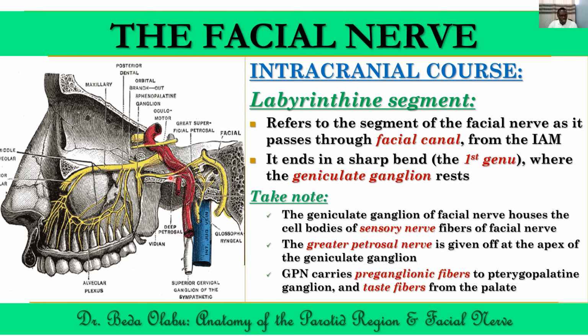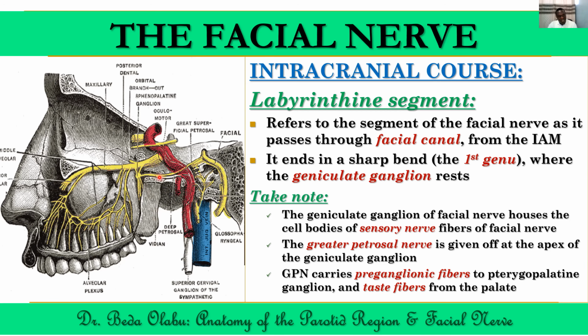Deep petrosal nerve joins with the greater petrosal nerve somewhere, and they form a common nerve, which we call nerve of the pterygoid canal. The nerve passes through the pterygoid canal, so we call it nerve of the pterygoid canal. That nerve of the pterygoid canal is also known as the Vidian nerve. Pterygoid canal is also called the Vidian canal.